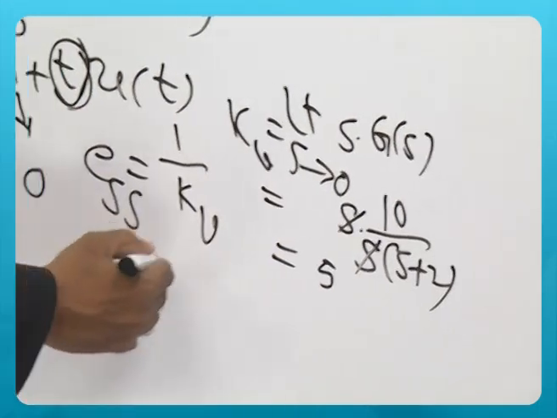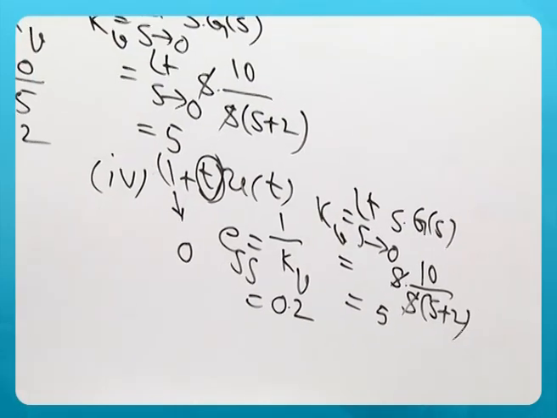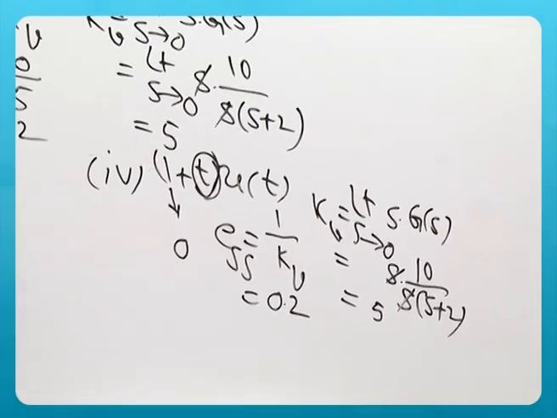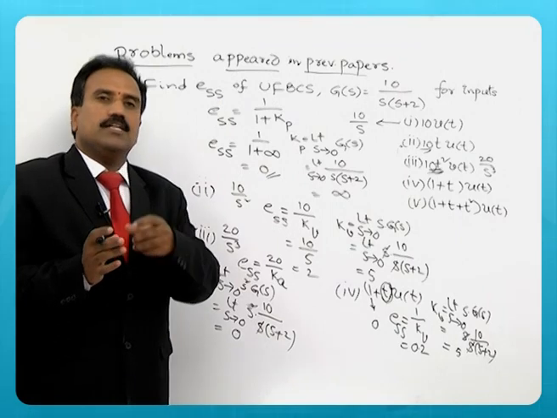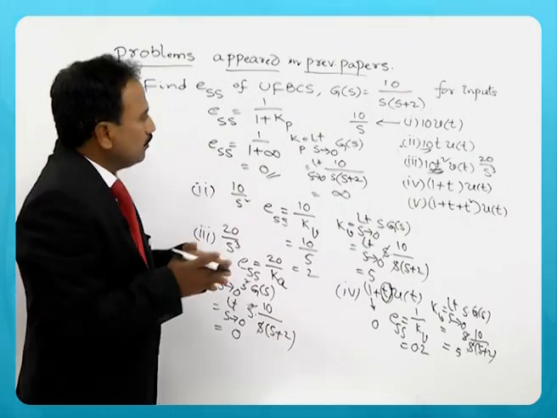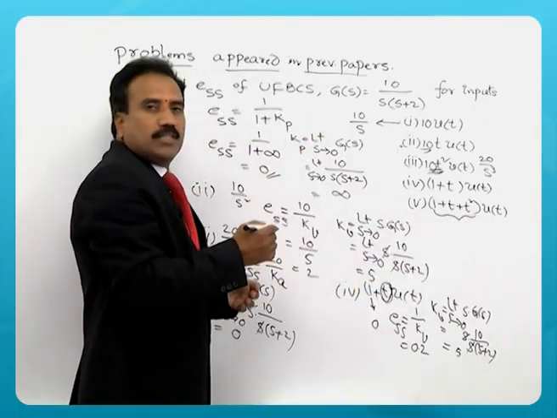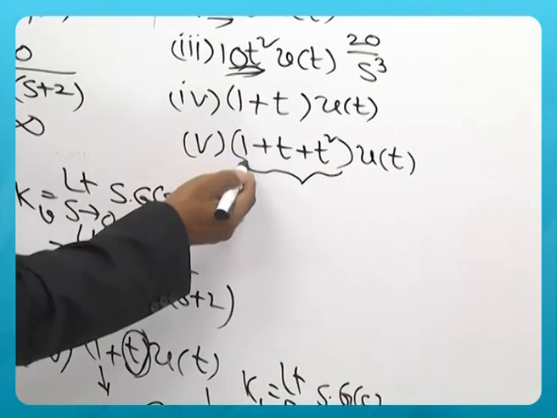So, the steady state error will be 1 by 5 and it is 0.2. Even if the signals are combined, you should calculate the steady state error for individual inputs and then you can combine them.